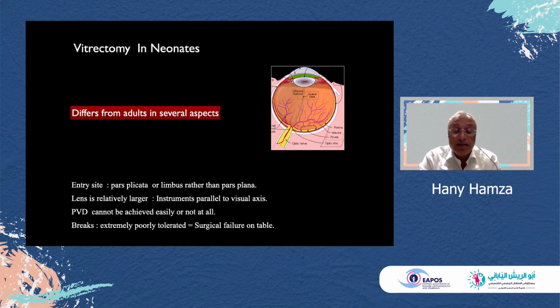The lens is relatively large, and therefore you should introduce your instruments parallel to the visual axis and not towards the center of the vitreous, otherwise you're going to injure the lens. Posterior vitreous detachment cannot be achieved easily or not at all. Breaks are extremely poorly tolerated, and the occurrence of any break means surgical failure on table.